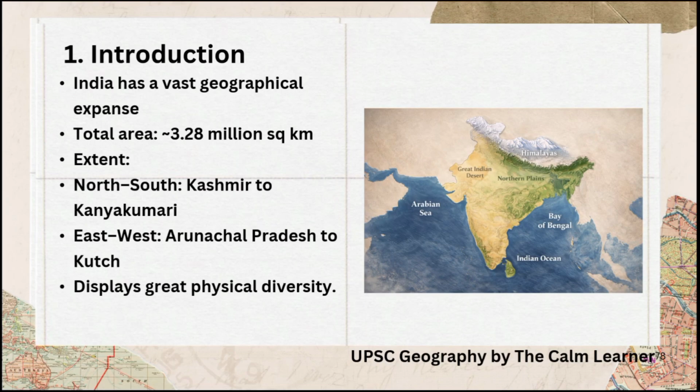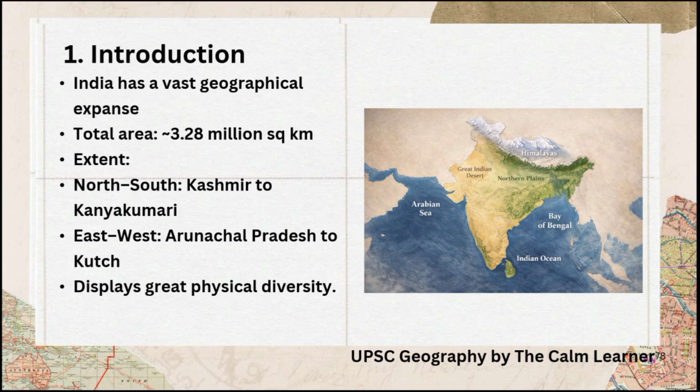Now, when we talk about India, the first thing we should understand is how vast our country is. In the north, India is protected by the mighty Himalayas. On the western side, we have the Arabian Sea. On the eastern side, the Bay of Bengal, and to the south lies the Indian Ocean. India covers a very large area, about 3.28 million square kilometers.